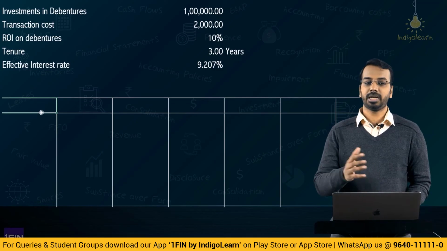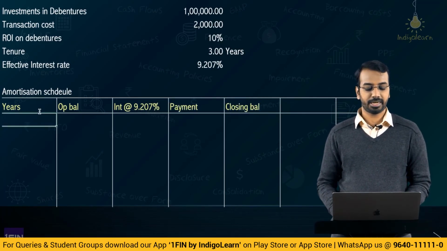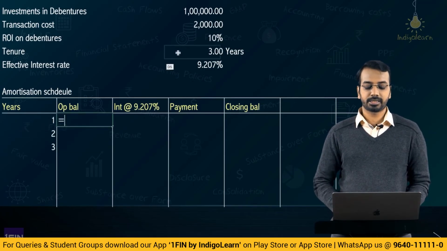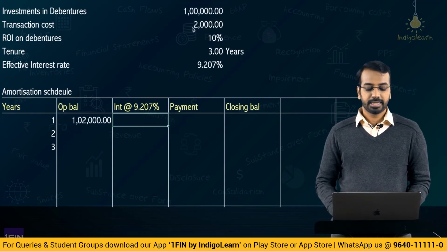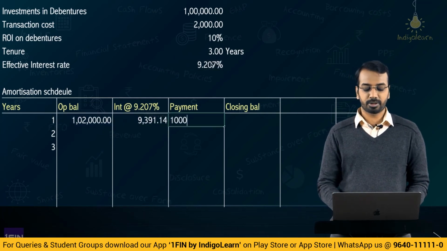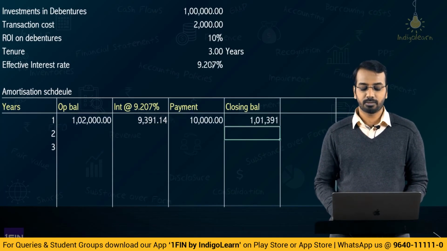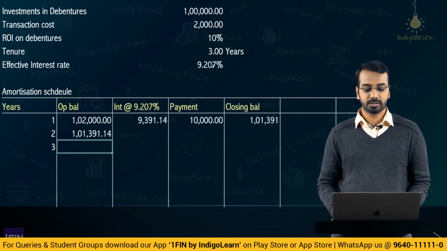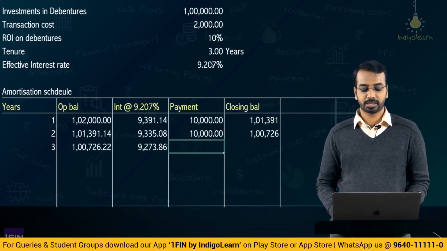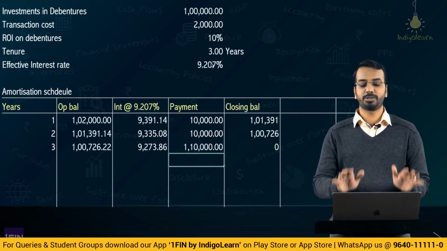Okay. And if you prepare an amortization schedule, you have years, opening balance, interest at 9.207%, then payment and closing balance, right. Now, year 1, 2, 3, opening balance is 1 lakh plus 2000, effective interest is this multiplied by 9.207%, payment is 10,000 because every period you will receive 10,000, closing balance will be opening balance plus interest minus payment, which is 1,01,391, right. So, this we calculate for 3 years, interest, payment, closing balance. So, here you will get 1,10,000 in the third period. So, the closing balance will be 0, right.